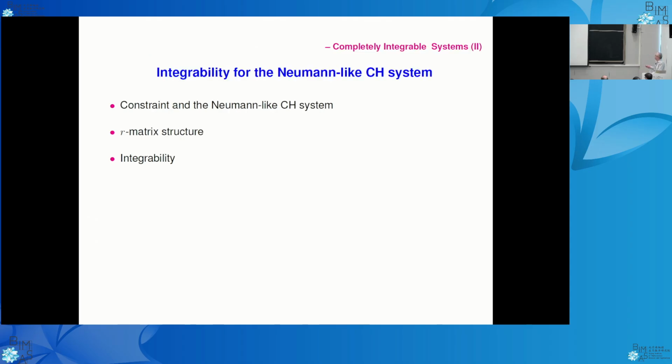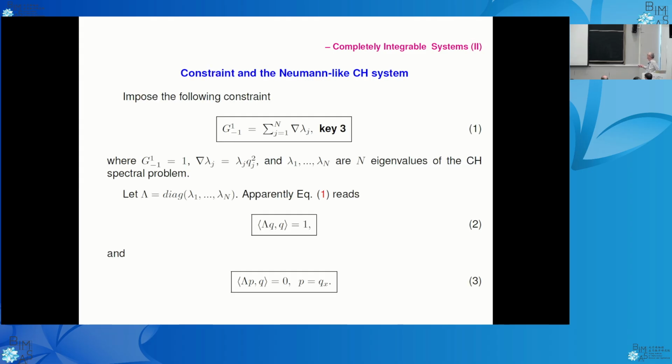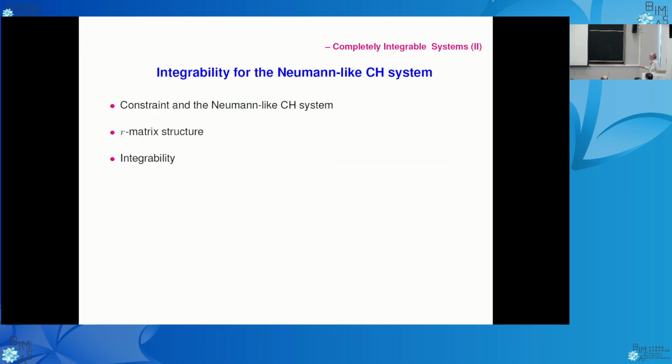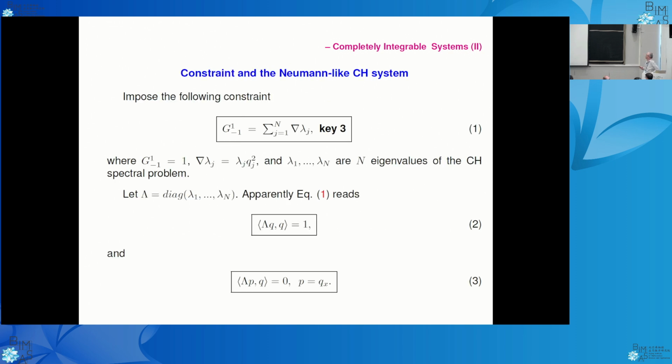Okay, now it's the integrability for the Newman-like Camassa-Holm system, which is on the submanifold, not the whole space. So now I'm going to show you the three things: constraint, our matrix structure, and how do we relate our matrix to integrability.